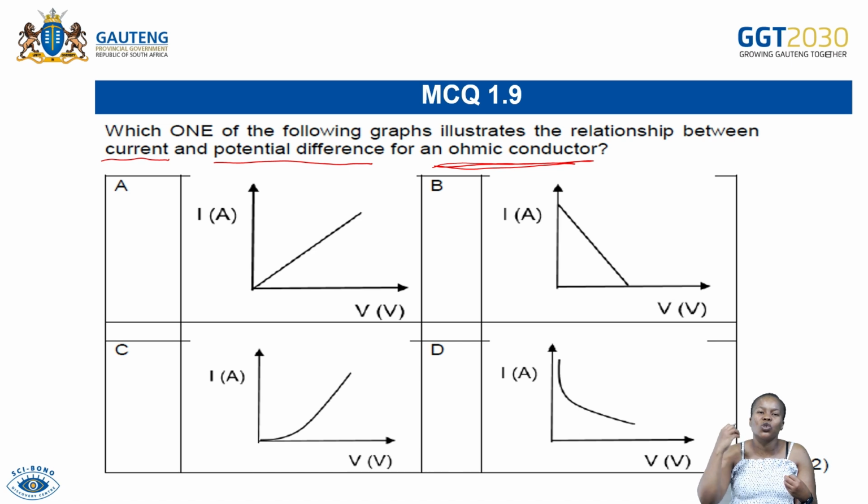How can we see that this is a direct proportionality relationship? Because it has to give us a straight line graph, a linear graph. Amongst those four options provided, it's only option A that gives us a linear or straight line graph. So definitely our correct answer is A.